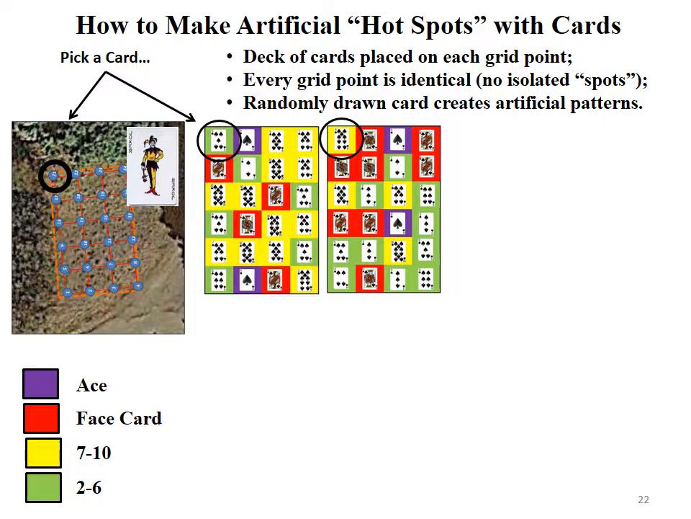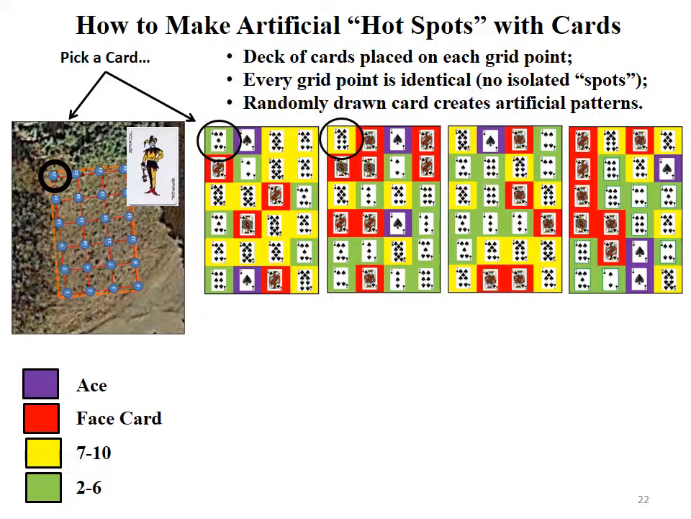So again, these are completely artificial. Every grid point's the same, and the DU as a whole has the same concentration of face cards. So here's two more maps, again, completely random, artificial patterns, even though we start to see collections of face cards, and we may think, wow, there's more face cards on the left side of this site than on the other parts of the site, but completely artificial, and there's a bunch more.